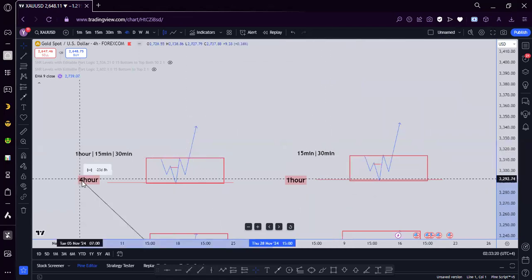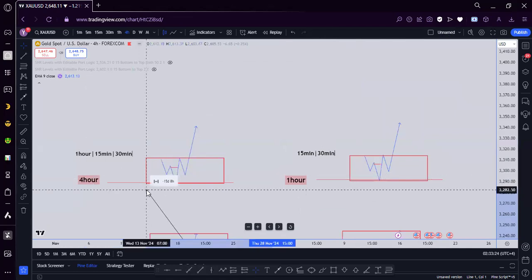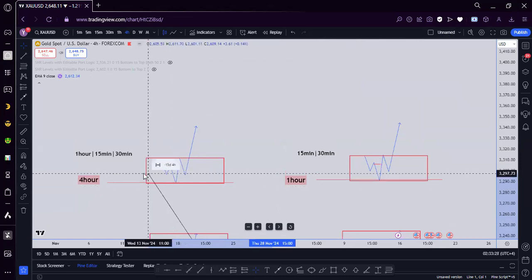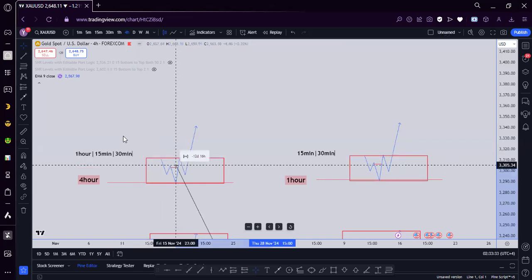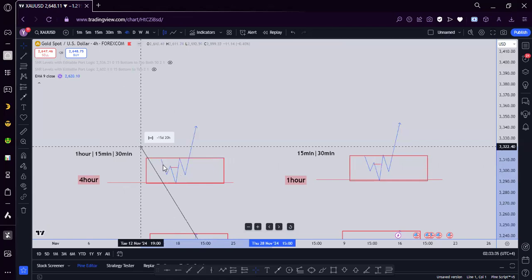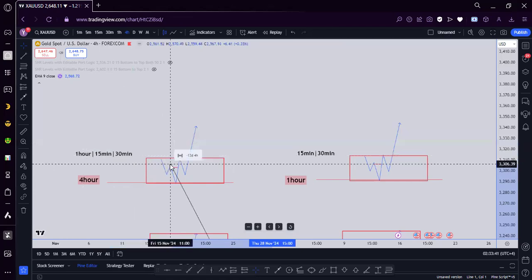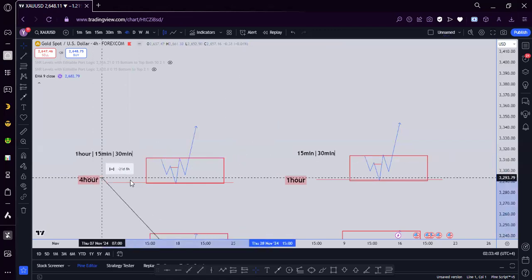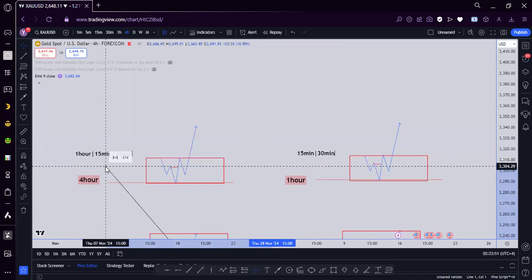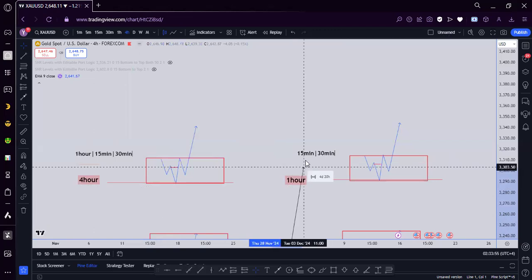And for the 4-hour mini classic storylines, the setups that we have to take are based on what? Based on the 30-minute levels for the 30-minute KM, or the 15-minute levels for the 15-minute KM, or lastly, the 1-hour levels for the 1-hour KM. And for me, I love to use the 4-hour level with the 15-minute KM. The same with the 1-hour: the 1-hour level with the 15-minute KM.